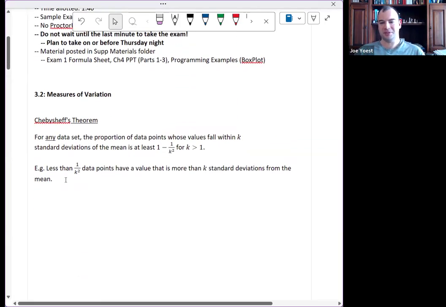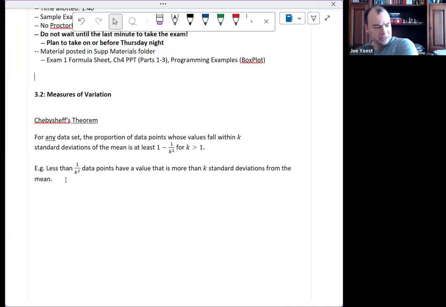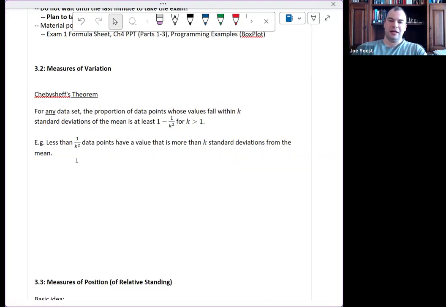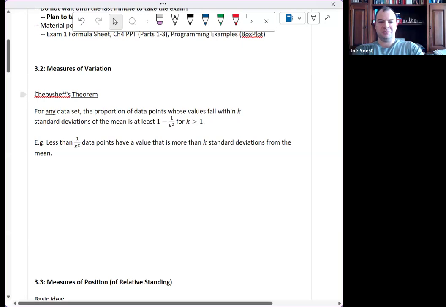Okay, so wrapping up just the tail end of 3.2, taking a quick look at Chebyshev's theorem. Chebyshev is a Russian mathematician from, I think, the early 1900s. First name Pafnuty, cool first name. And his name is translated, or transliterated I suppose, in probably a dozen different ways. This is the way I chose to transliterate it.